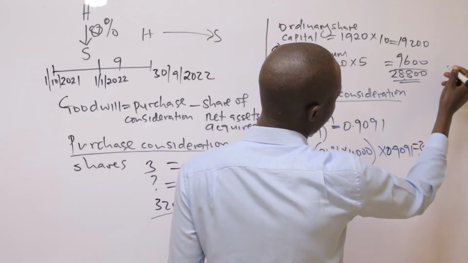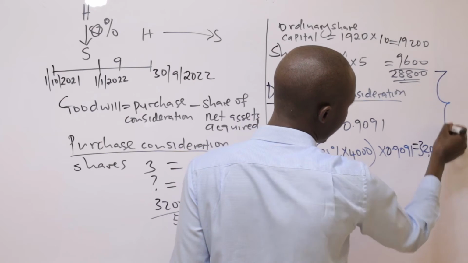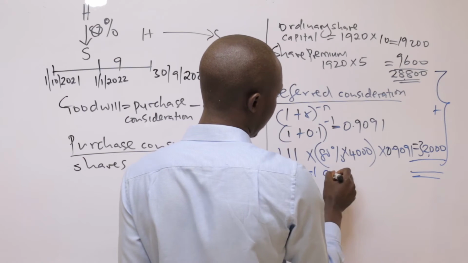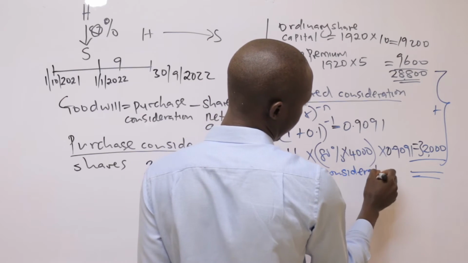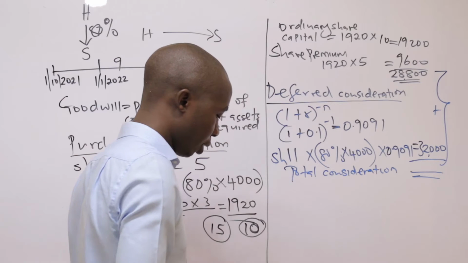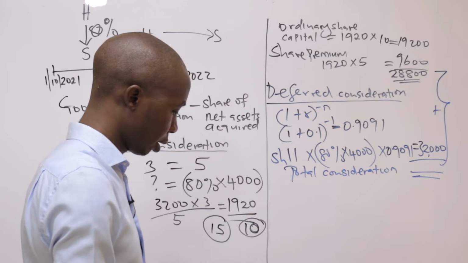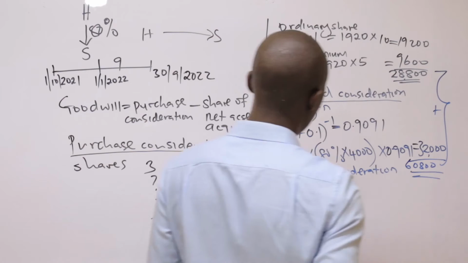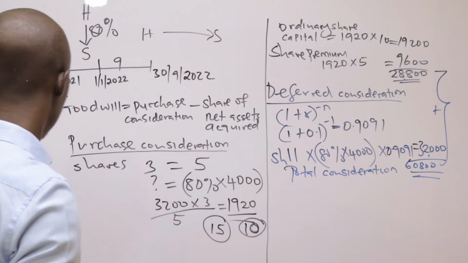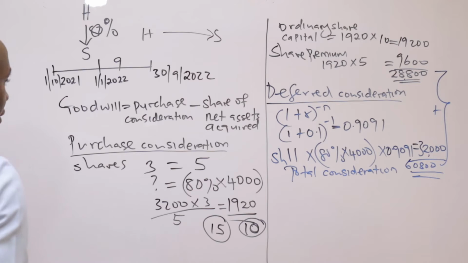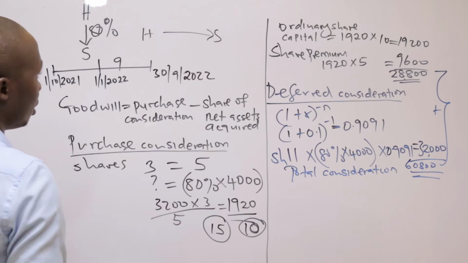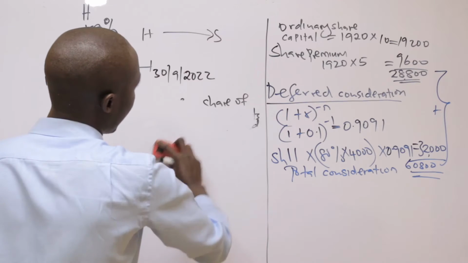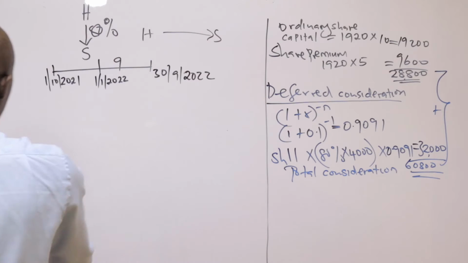So we add with the other consideration, which was in terms of shares, so that we get the total consideration. So 32,000 plus 28,800. So that is 60,800. So only this one was having 2 marks before even we do the goodwill itself. So now we can be able to do the goodwill, the purchase consideration minus share of net assets.